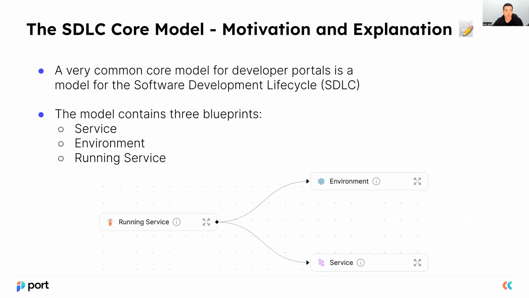It's a very effective place to start to drive adoption for the portal and make sure that your developers are actually served and actually gain benefit from using the portal and from going inside Port and taking a look at the hosted information. Now, the core model contains 3 blueprints. The first one is service, which we went over before, but we're going to touch on it again. Next is the environment blueprint and the running service blueprint.